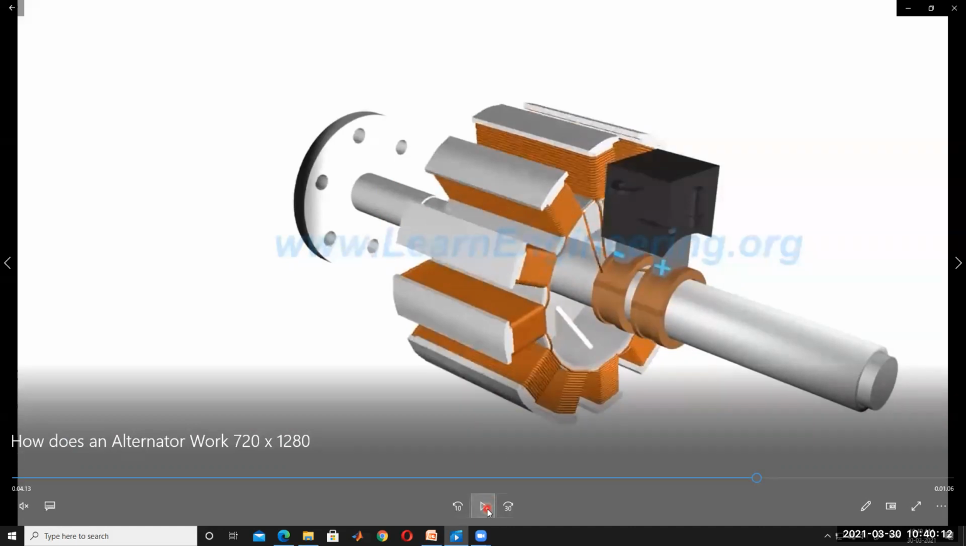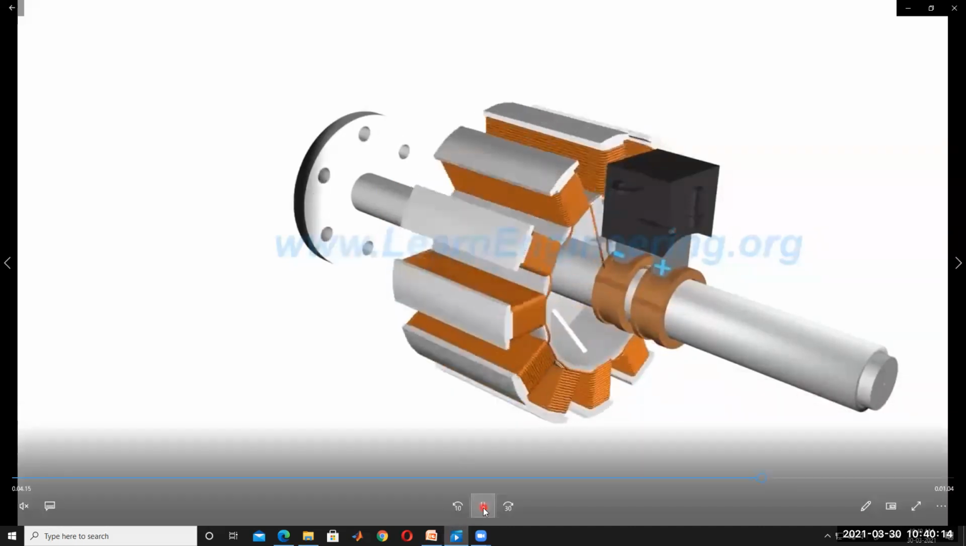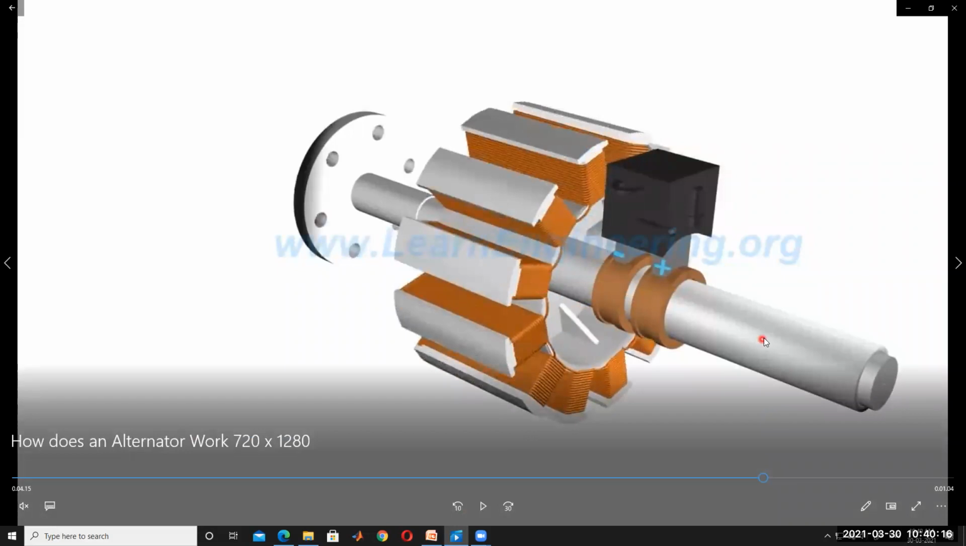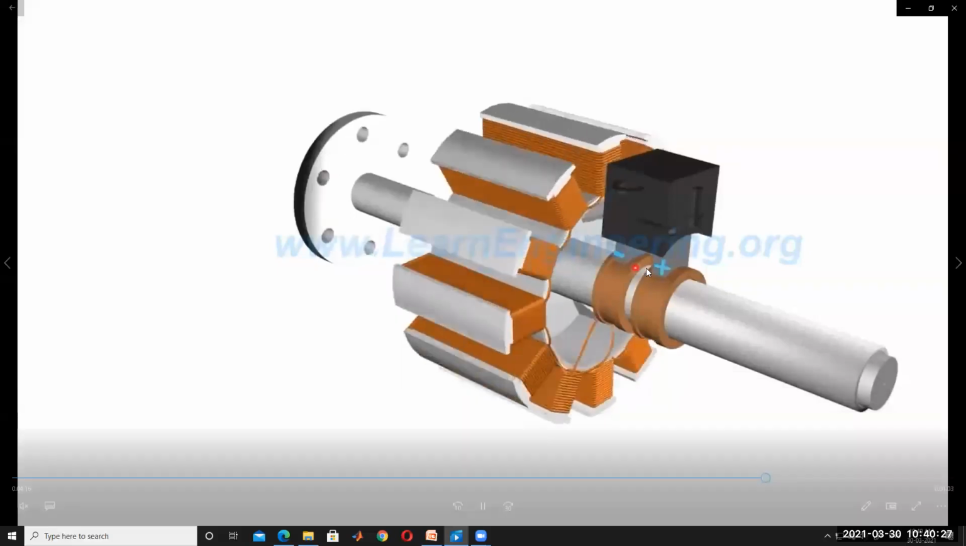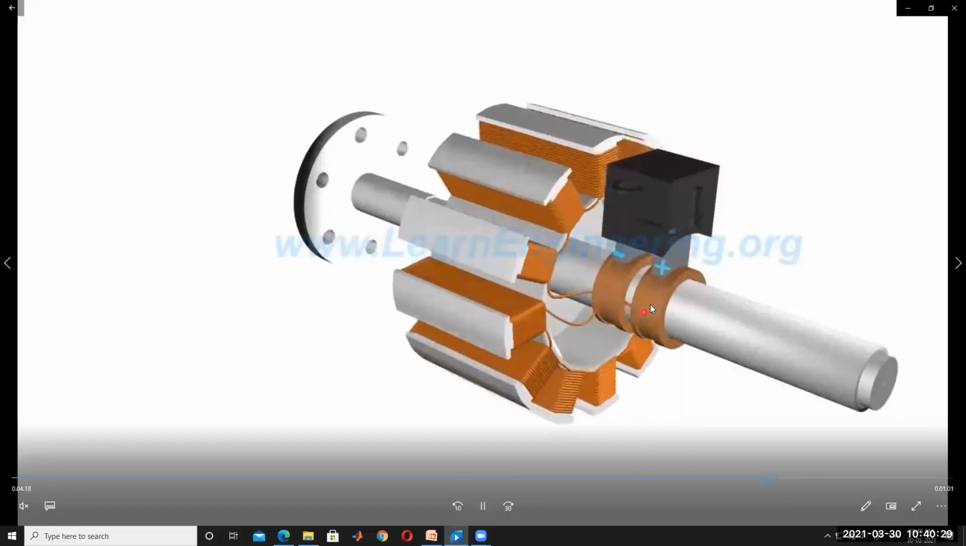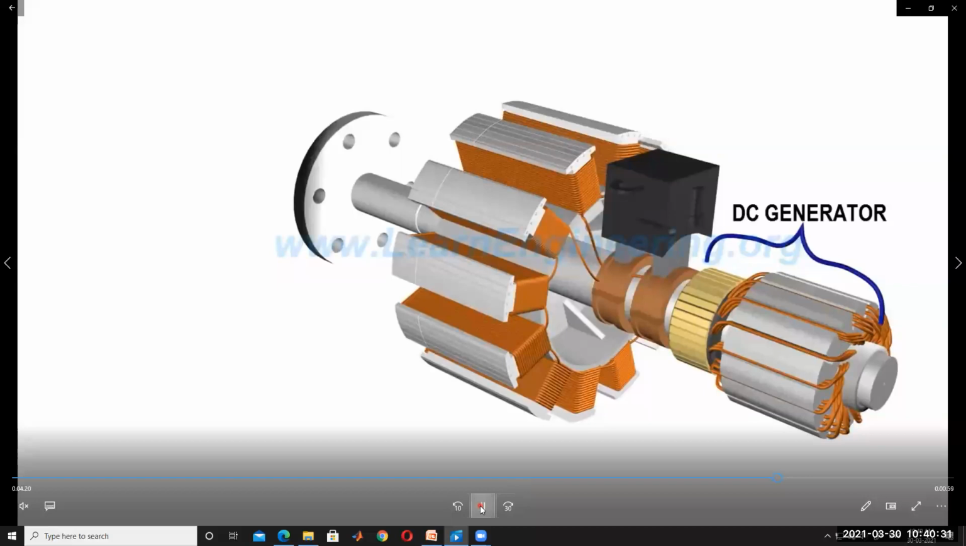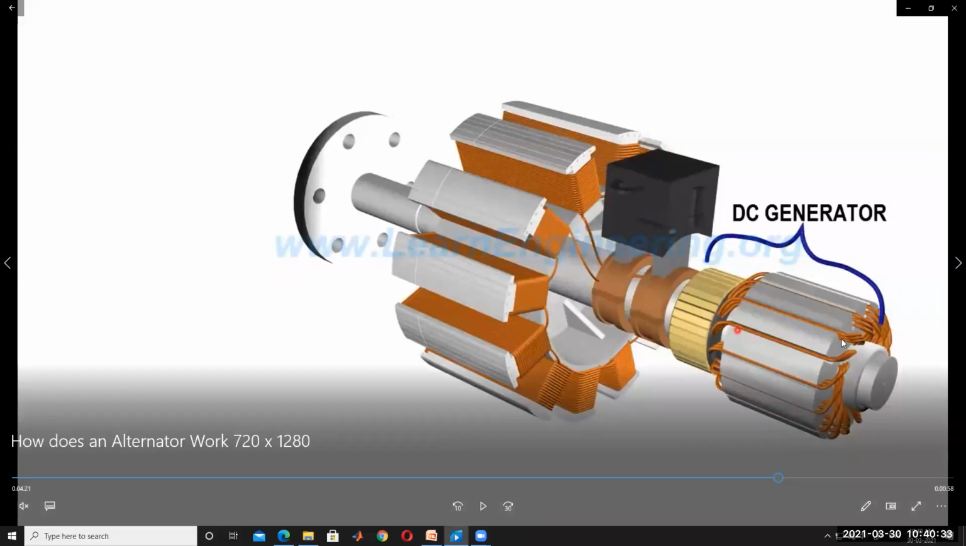Externally we are giving the power supply to the field winding. Otherwise, we have to connect one generator here. By placing one DC generator, output is generated, and then that output is given to the field winding of the rotor. If you place one DC generator on the same shaft, its electrical output is connected to the field winding of the rotor. Then the poles are created in the rotor.